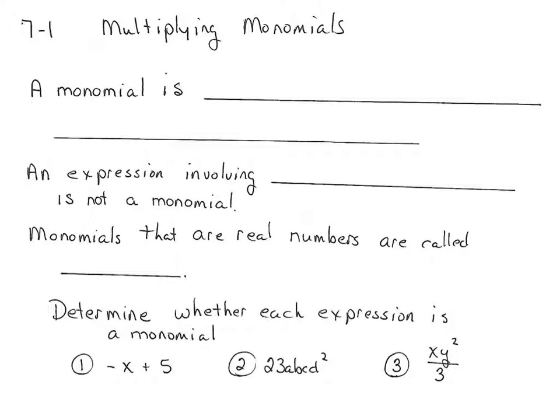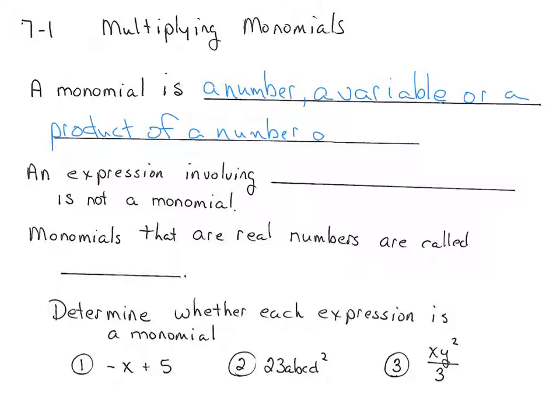A monomial is a number, a variable, or a product of a number and one or more variables. Notice we didn't say anything about a sum or a difference. A number, a variable, or a product of a number and one or more variables.